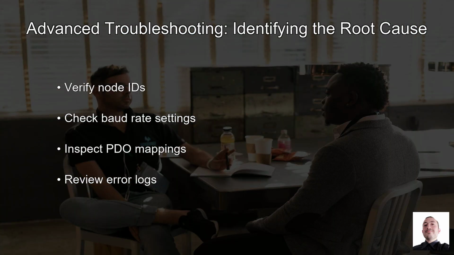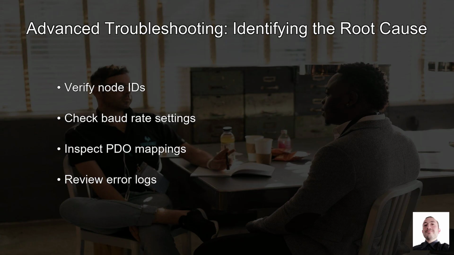To identify the root cause of the error you're encountering, let's dive deeper into the CANopen network configuration. First, verify the node IDs of all devices on the network. Mismatched or duplicate node IDs can cause communication failures. Next, check the baud rate settings. Ensure they are consistent across all devices. An inconsistency here can lead to data corruption.